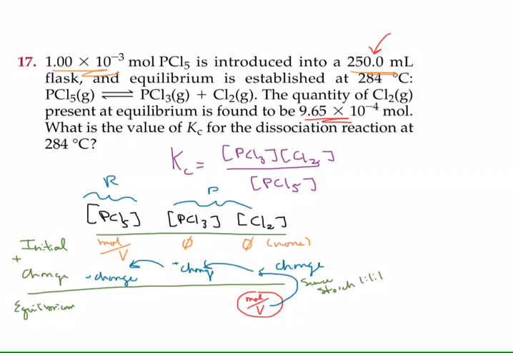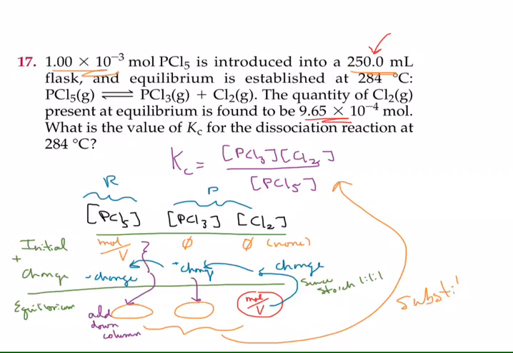In this case, the stoichiometry is one across the board, so the changes are all going to be the same, but the change for the reactant is going to be negative, and the changes for the two products are going to be positive. So you take the initial, apply the change, and come up with equilibrium concentrations. Add them down, and then plug them back into your Kc expression.